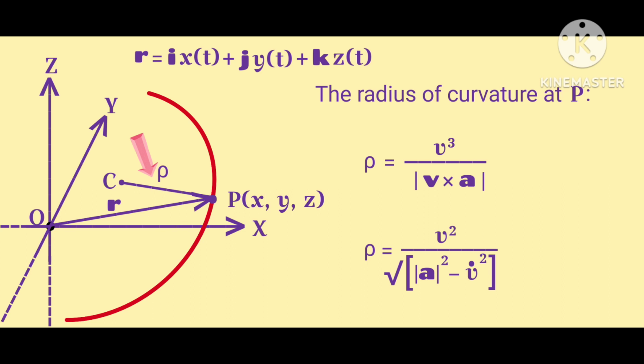The instantaneous radius of curvature is equal to the cube of the instantaneous speed upon the modulus of the vector product of the instantaneous velocity and the instantaneous acceleration. The instantaneous radius of curvature can also be proved to be equal to the square of the instantaneous speed upon the square root of the square of the magnitude of the instantaneous acceleration minus the square of the rate of change in the instantaneous speed.